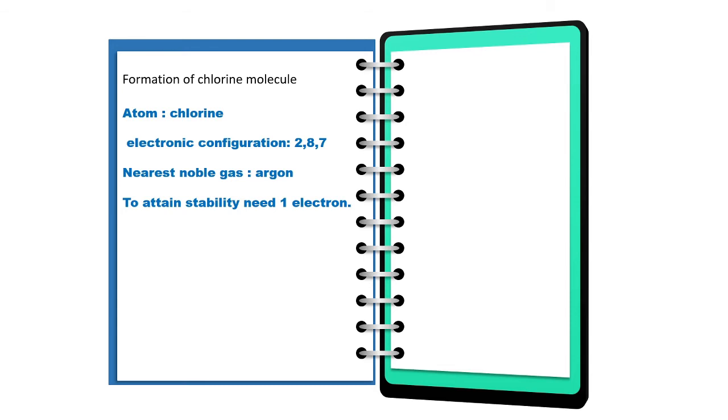It is an example of formation of chlorine molecule. So the combining atom is chlorine, whose electronic configuration is 2, 8, 7. Practice writing the electronic configuration. The nearest noble gas will be argon because it will accept 1 electron and will have a configuration of 2, 8, 8. So that is of argon. It needs 1 electron for stability. Just as with hydrogen, you will draw the 7 valence electrons over the chlorine atom.